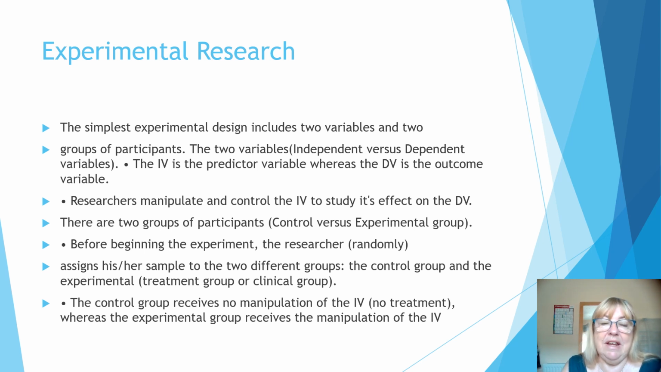You randomly assign people to one group or the other. The control group receives no manipulation of the IV, which means that, in this case, where it's a drug, the control group is given a drug with nothing in it, or a placebo, as we often know it in scientific experimentation, whereas the experimental group gets the manipulated IV, which is the new drug with the actual active ingredients in it. So it's like the blue pill and the red pill, really.